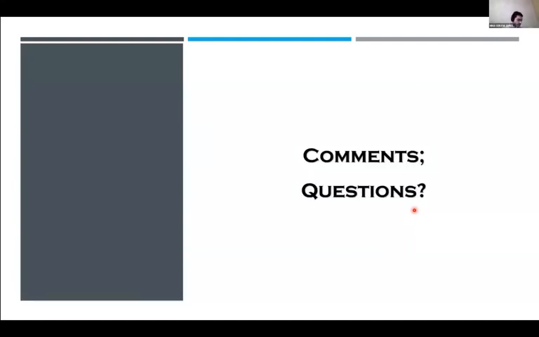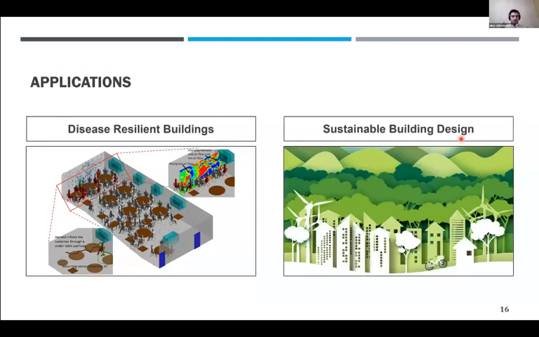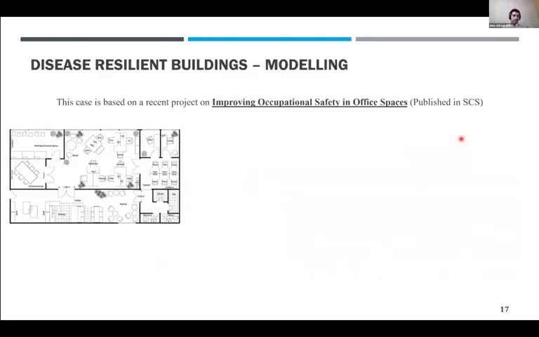So I think we can have a Q&A here, or maybe I proceed with my two applications, and then we'll have question time. The first application that I'm talking about is disease resilience, and that is something where the research has been concluded. We're looking into a further extension of the work, as I'm going to talk about, but the sustainable building design is still under development, and I'm still looking into that.